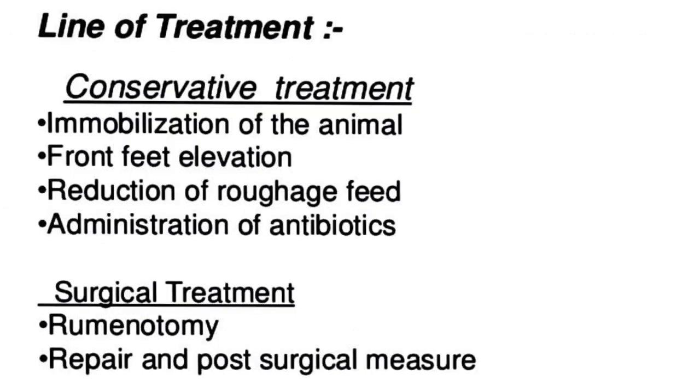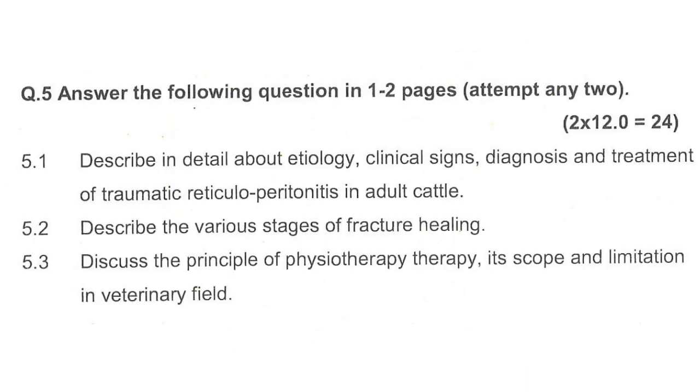Line of treatment: conservative treatment includes immobilization of the animal, front feet elevation, reduction of roughage feed, administration of antibiotics; surgical treatment, ruminotomy, and repair and post-surgical measures. So you can see in the photo also.